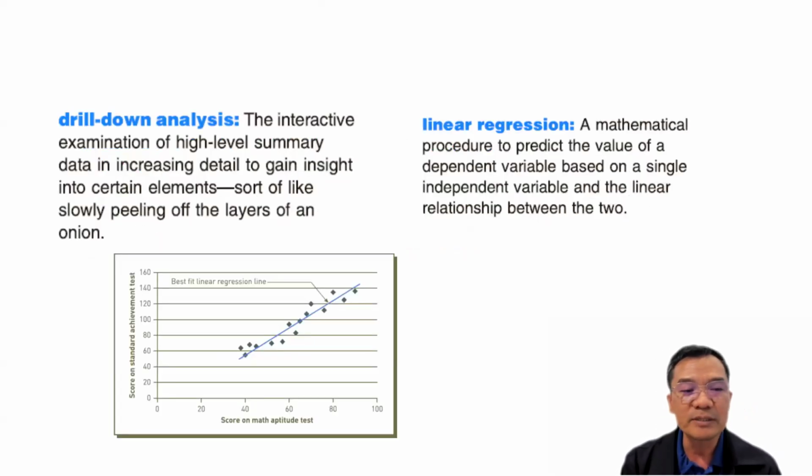We also have a concept of drill down analysis. So drill down analysis includes interactive examination of high-level summary data in increasingly greater detail to gain insight into certain elements, sort of like slowly peeling off the layers of an onion. So if you can imagine drill down analysis, one example would be in IIT. In IIT, for instance, if you are a faculty member, you have a view of the average grade of your students. So that's the first step.